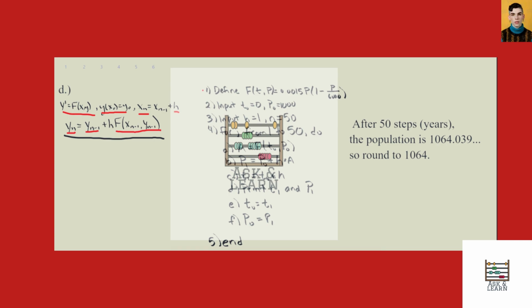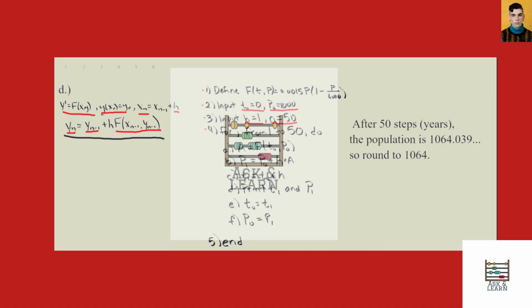So you already know how to get this equation here. Our second step, now we need to input our initial start time and our initial population. So we wanted to start with the population of 1,000, so we have P0 equals 1,000 here, and we're starting that at time 0. Next, we have to input our step size, so that's h equals 1, and this n equals 50 here tells us that we're going to do 50 steps, which makes sense because we need to get from year 0 to year 50 to figure out what the population is after 50 years.